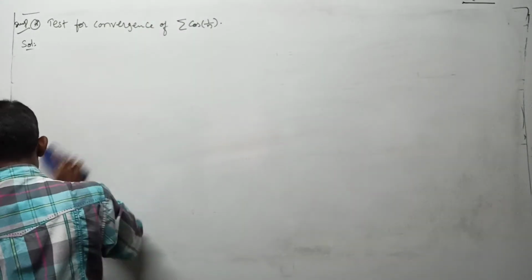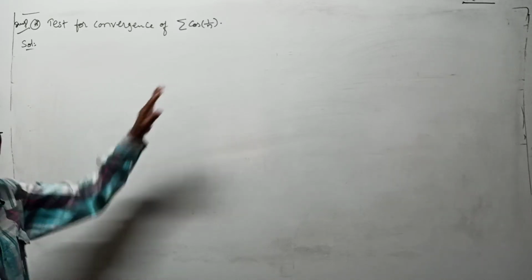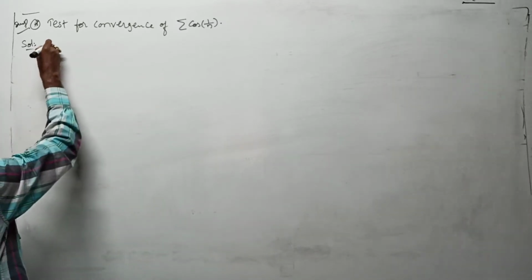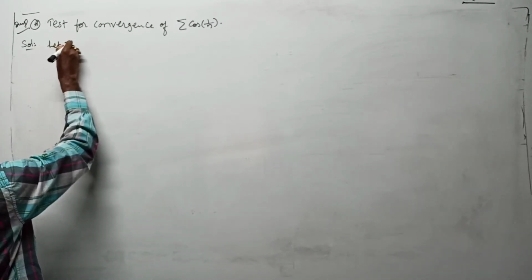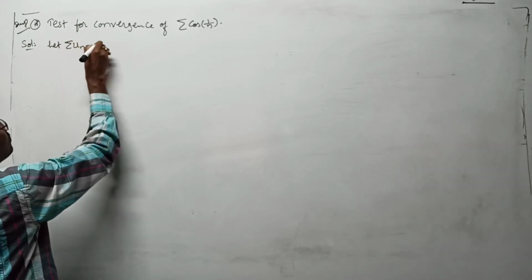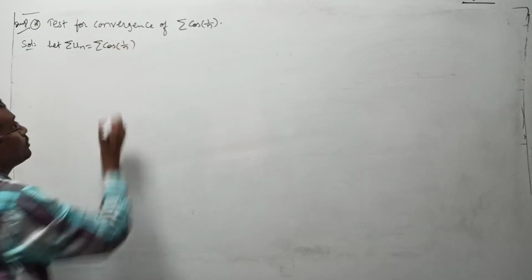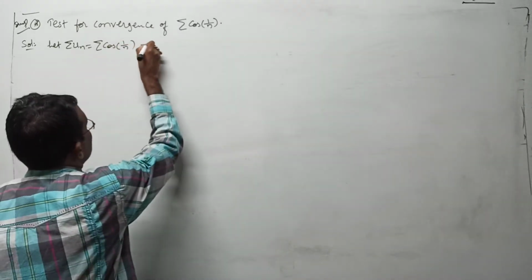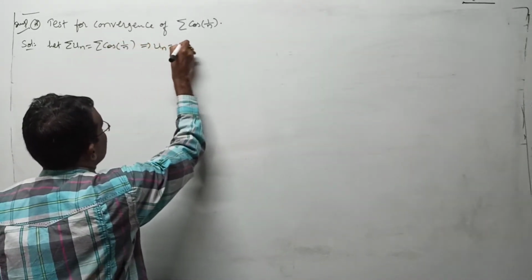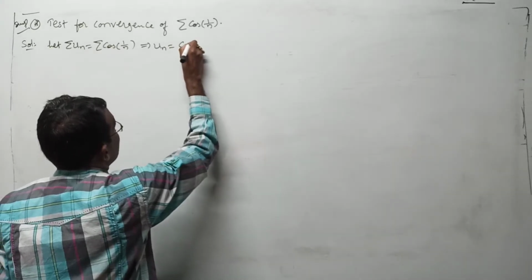Yes, once look here. First take your given series as sigma Un. Let sigma Un be equal to sigma cos of 1 by n. This implies Un is equal to cos of 1 by n.